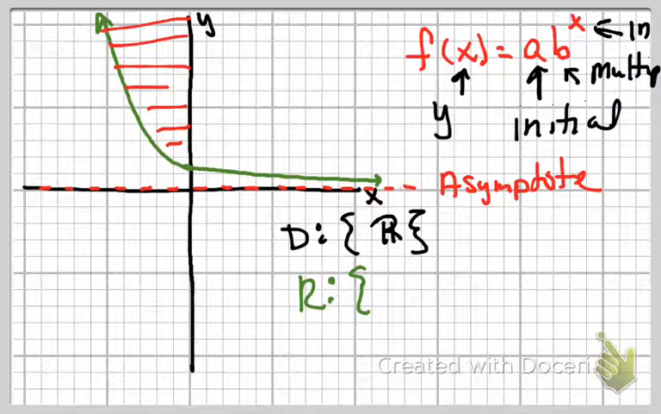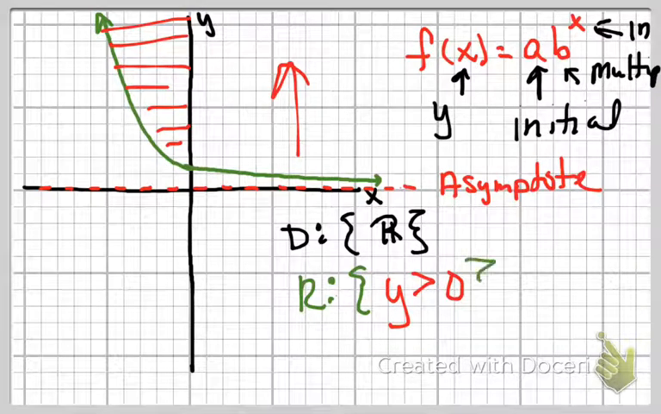Remember what I said, it'll never touch it. Anytime you have an asymptote, it'll never touch that asymptote. It'll come close, but it won't. So in this case, we're going to say y is greater than 0, because everything above it is bigger than 0. We're not going to put an equal sign because we can't touch 0. And so this would be our range.